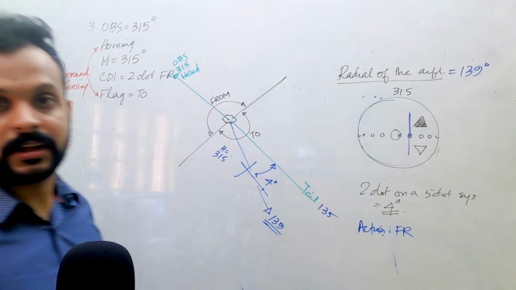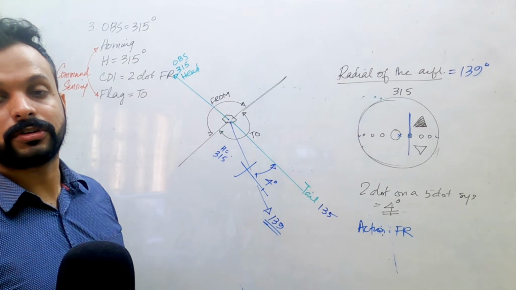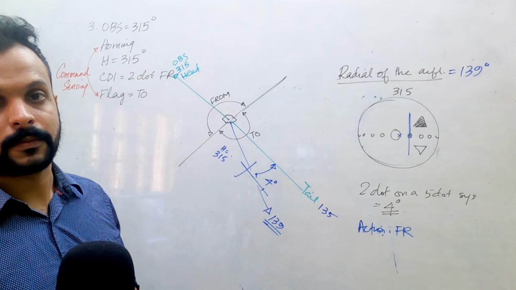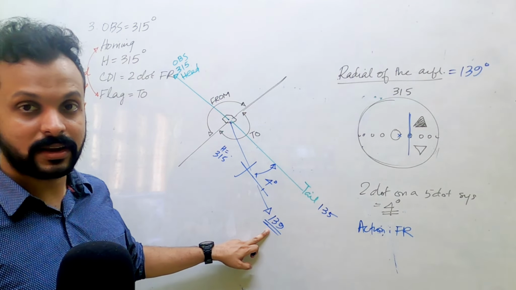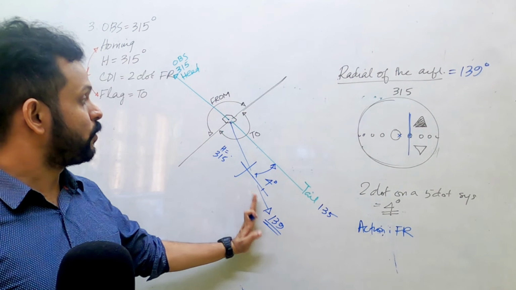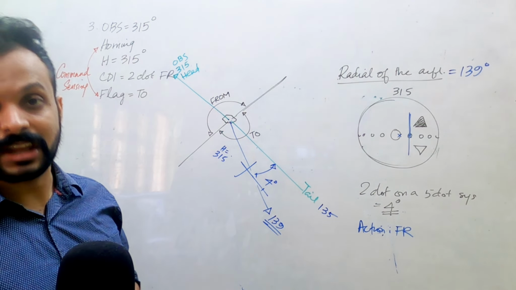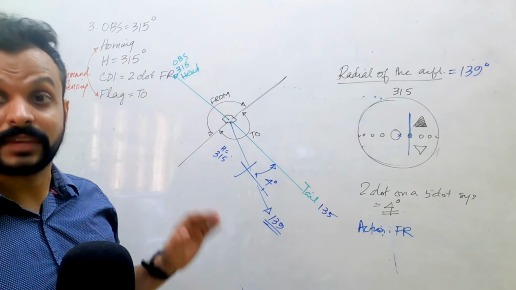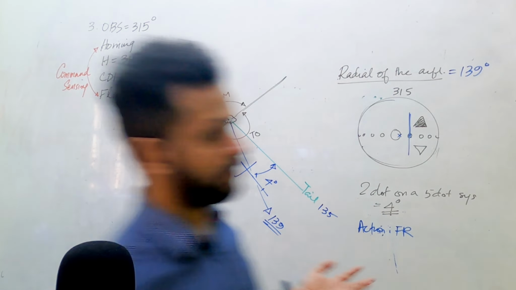What radial should I OBS if I want to center the CDI at the current position? 139 plus 180. Yeah, I can OBS 139, but then I'll be centering the CDI with the FROM flag. If I OBS exactly opposite to it, which is 139 plus 180, which is 319, that is going to center the CDI, but now with the TO flag. That's the difference there, right?